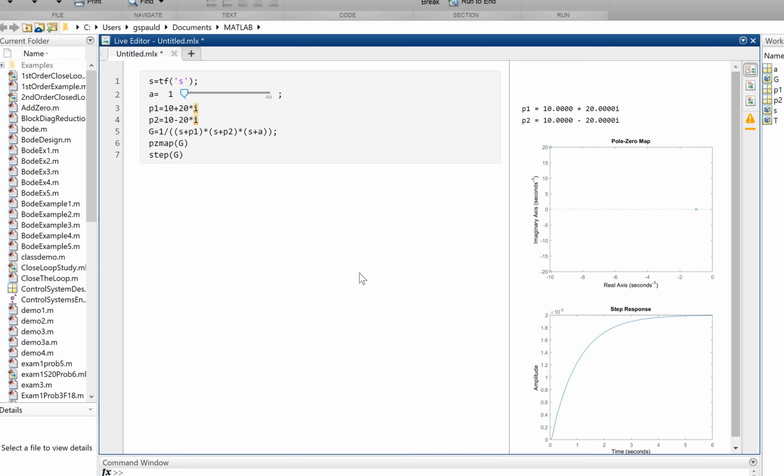Okay, so that's what we're going to be doing with this, and I'll be back and we'll show you a little more tangible way of quantifying this a little bit.